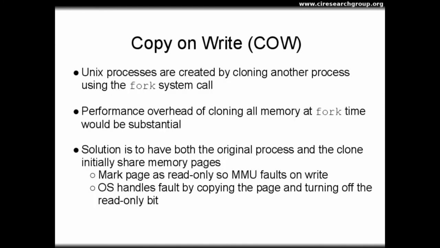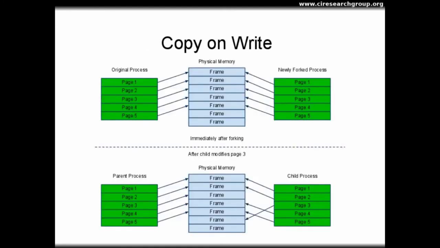These shared pages are marked read-only, causing the MMU to fault if either process tries to write to them. The operating system handles this type of fault by copying the page and turning off the read-only bits on both the copy and the original page. This diagram illustrates the copy-on-write process.